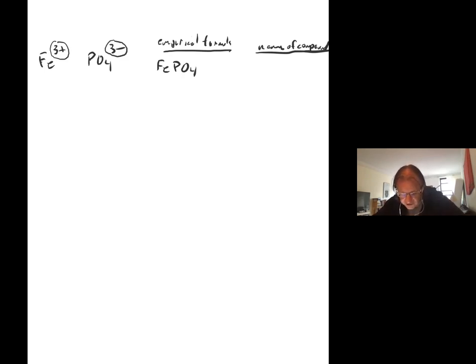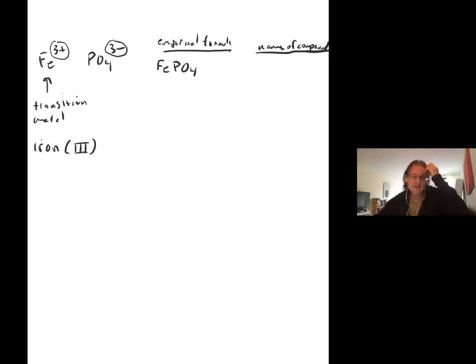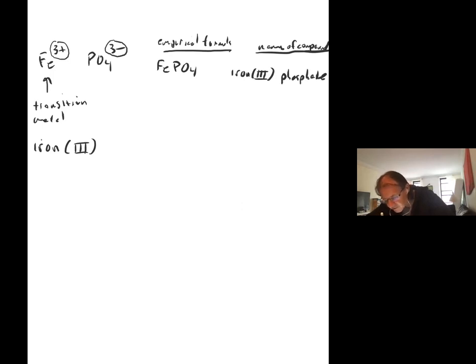Then what you do is you say, okay, how do we name it? The only thing that's different here is that that's a transition metal. And remember, with the transition metals, you have to tell people what the charge is with Roman numerals. Okay, we talked about that earlier today. Iron 3. Okay, so this is going to be called iron 3. And then you just name the polyatomic ion. 2 words. Make sure you put a space in between there, right? So iron 3 phosphate would be the name of that one.